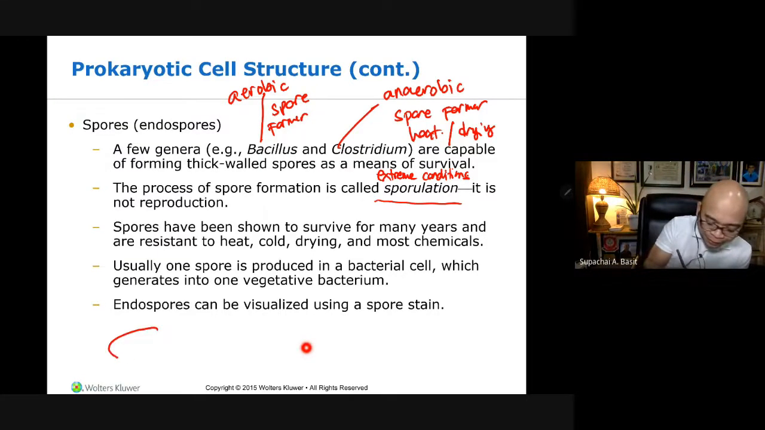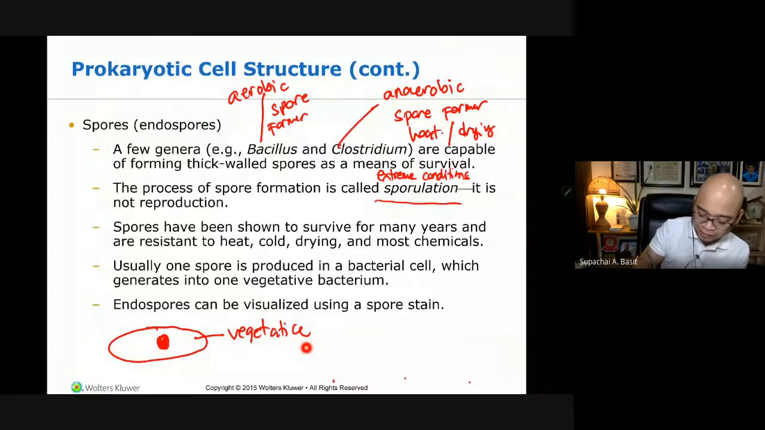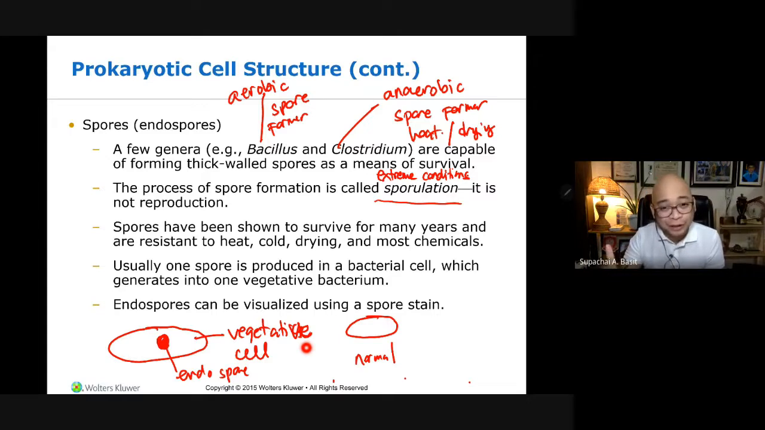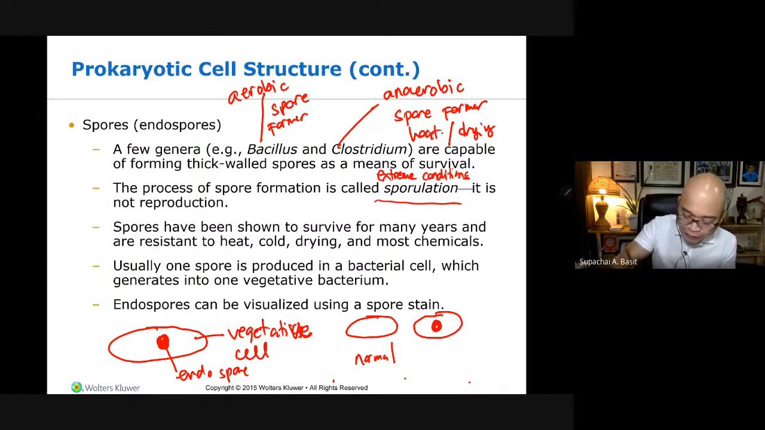For example, this is the cell of the bacteria. This cell is the vegetative cell. And this is the endospore. Under normal conditions, you only have bacteria but no spore. However, if the conditions become unfavorable for bacteria, then there is now spore formation. And this is what you call sporulation.